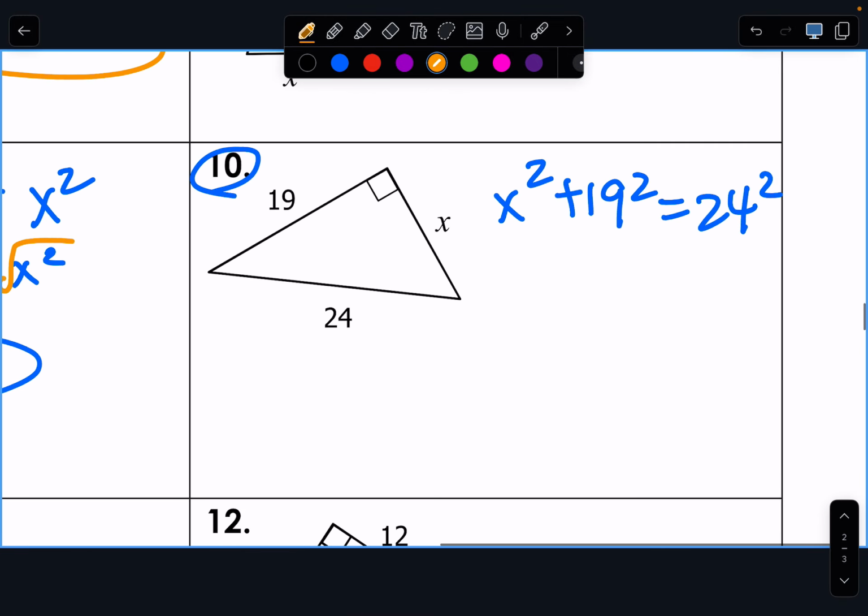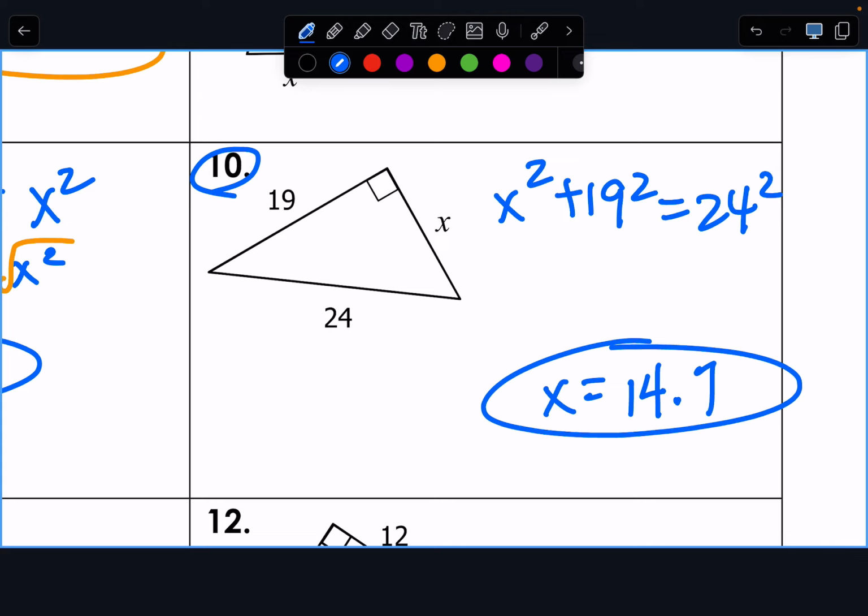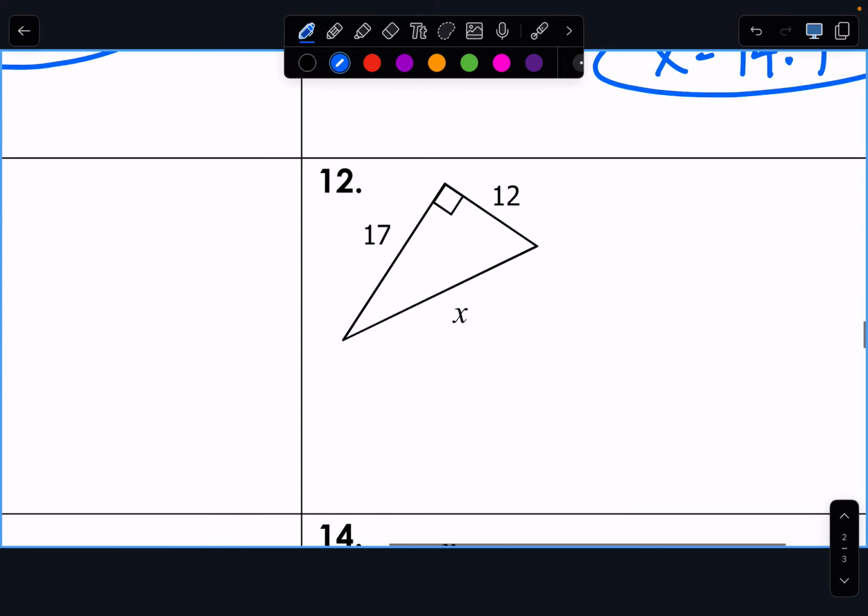In number 10, 24 is the hypotenuse. Make sure you have 24 by itself if you have x squared plus 19 squared equals 24 squared. Willow, what did you get for x? 14.7? Do you agree with Willa? Awesome. The biggest thing is to pay attention to when you have a leg missing or the hypotenuse missing, just to make sure you get it set up right.